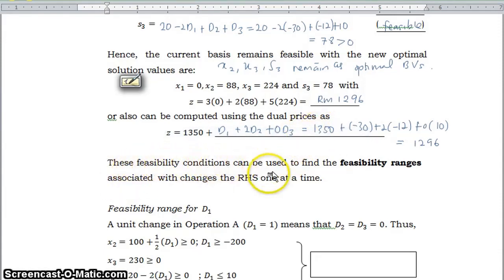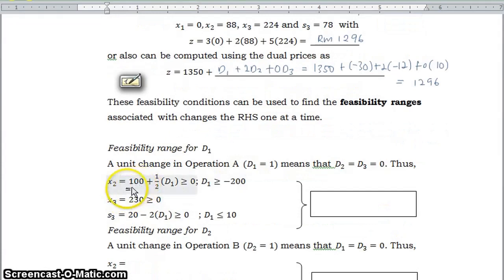These feasibility conditions can also be used to find the feasibility ranges associated with changes to the right hand side one at a time. We only change one right hand side at one time. What is the feasibility range for D1? We change the operating time for operation A and keep the operating times for operations B and C, which means D2 and D3 are 0. From the feasibility condition, we know that X2 is equal to 100 plus 1 over 2 D1 minus 1 over 4 D2, and D2 is 0.